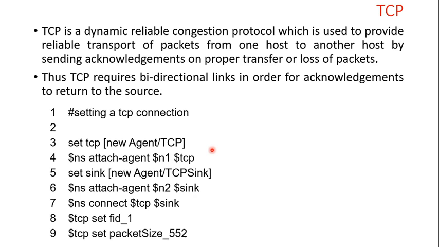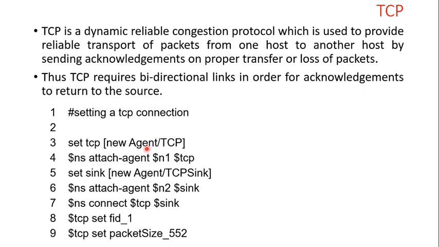Understand this again. As usual, we will be using the set command followed by tcp. Here the tcp is again a variable pointer. It is not a constant. It is a variable pointer, and you can use any name here. So set is a command, and tcp is the variable pointer to point to where? To point to the TCP agent.